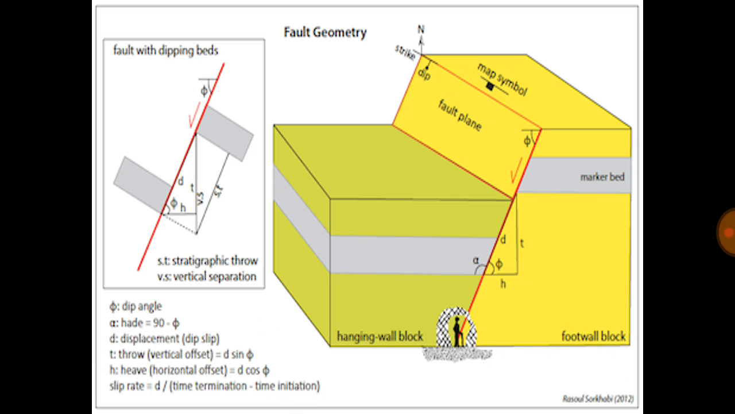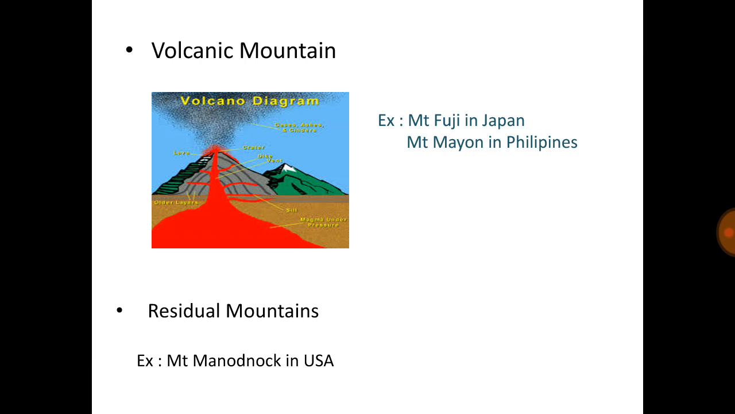So next we see the geometry of a fault. In this we can see that if the block is sliding down, how much it has slid down, the horizontal displacement is known as heave, and the vertical displacement is known as throw, the displacement of the block moving down. And the angle of the fault plane with the horizontal plane is known as the dip angle. Next type of mountain is volcanic mountain.